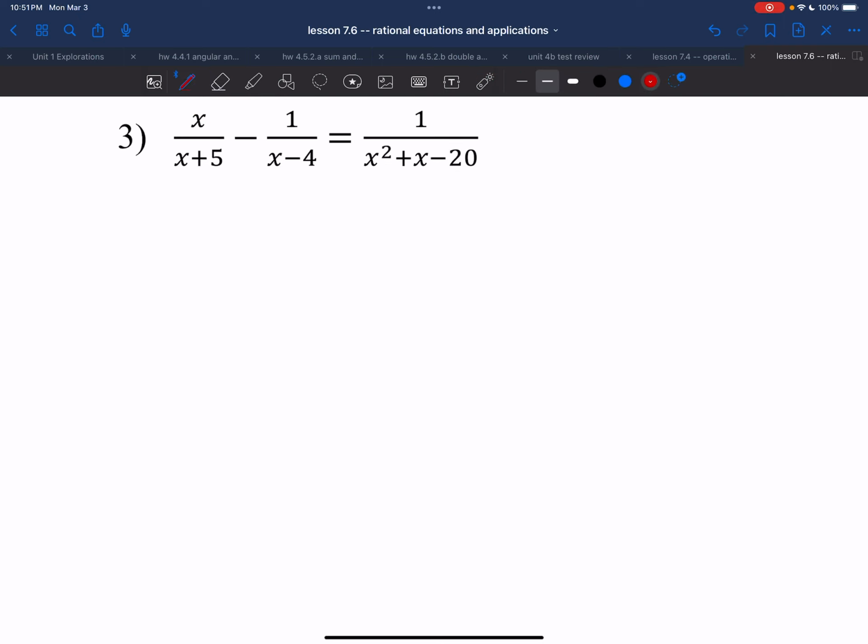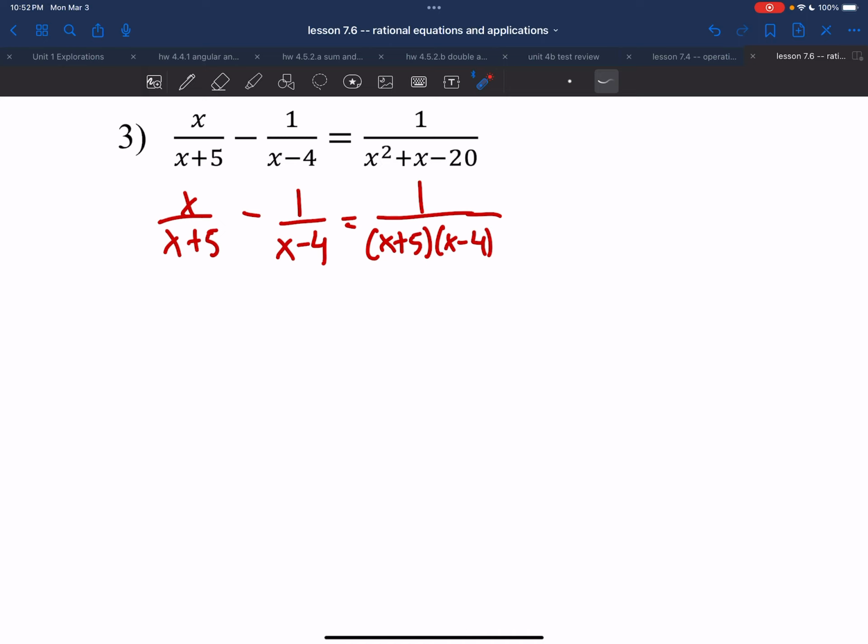Okay, number 3. So same situation. We're going to make sure we factor every denominator. A lot of times you're going to find that the denominator really is just the factors of the other two fractions, but that's more so coincidence than anything.